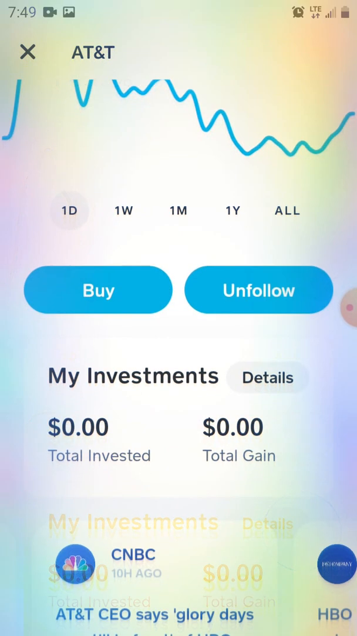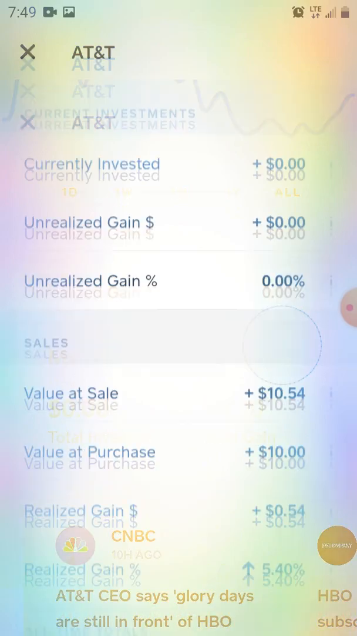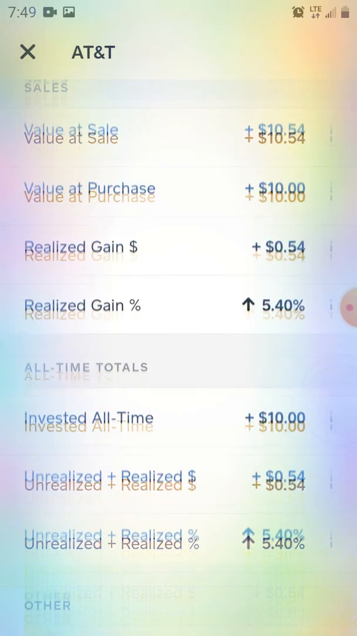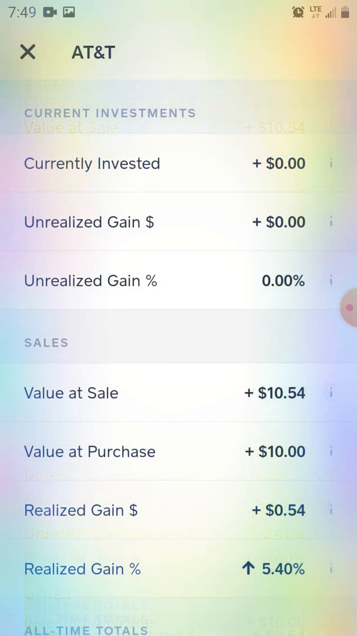It was a good sell for me. But I just think that, yes, see, this is what it was. I bought it at $10. It got up to 10.54, and then I sold, so I got 5.4%. I mean, that's not bad on a $10 investment, 5.4% in one day. So, you know, that's it.